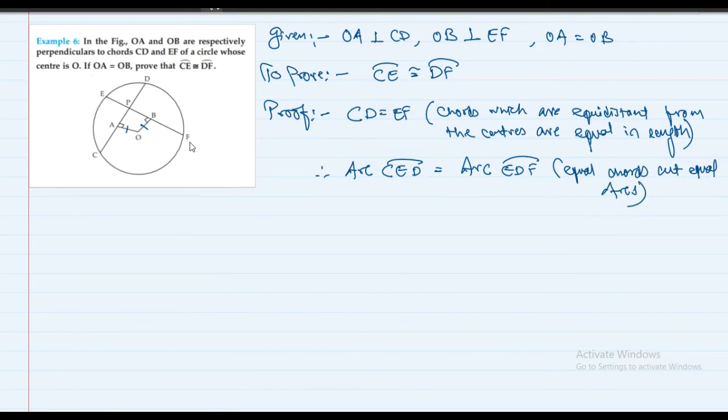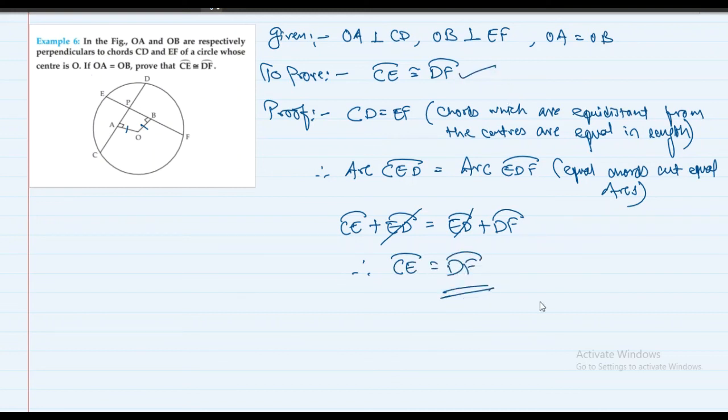See, we proved that chords CD and EF are equal. So they will cut equal arcs CED and EDF. Arcs CED and EDF are equal. But what is arc CED? It is equal to arc CE plus arc ED, which is equal to arc EDF, which is equal to arc ED plus arc DF. If you cut ED from both sides, you get arc CE is equal to arc DF. That's what we wanted to prove. So this was very straightforward.